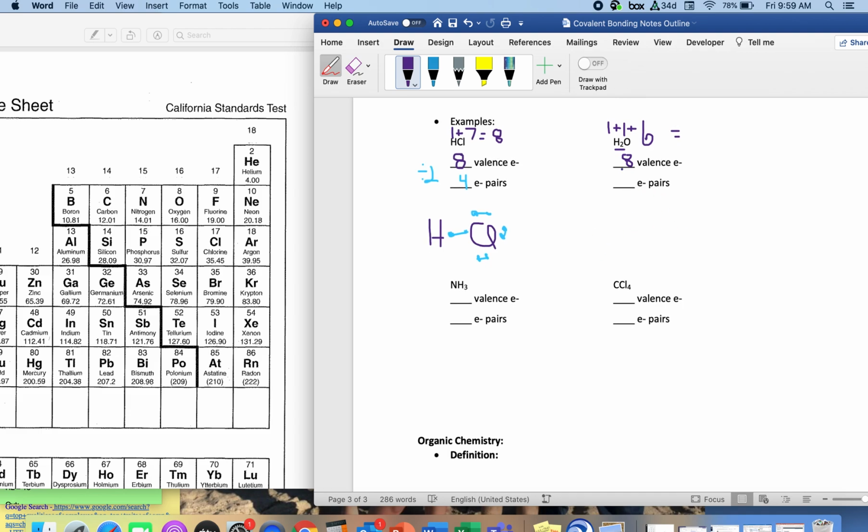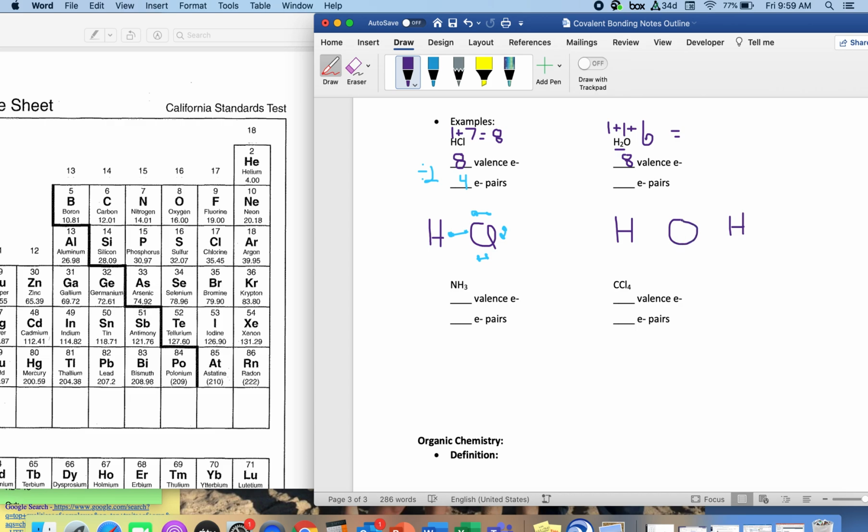So I need somebody to go in the middle. Usually it's the first one written, but since hydrogen's so little and can only make 1 bond, I'm actually going to put them on the outside. So hydrogen and hydrogen, and I'm going to put oxygen in the middle.